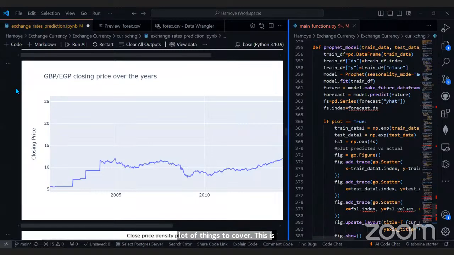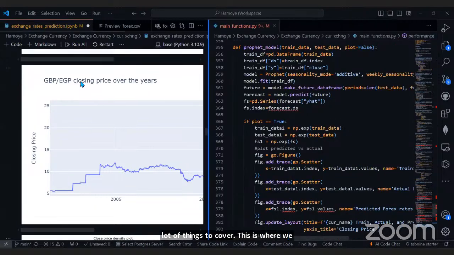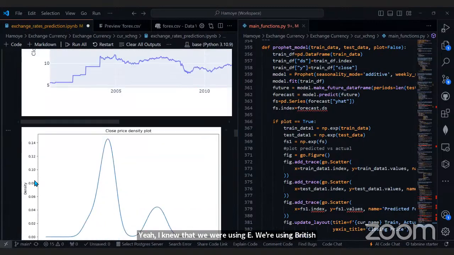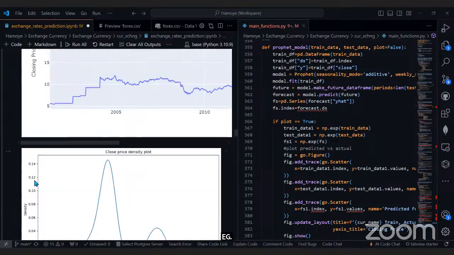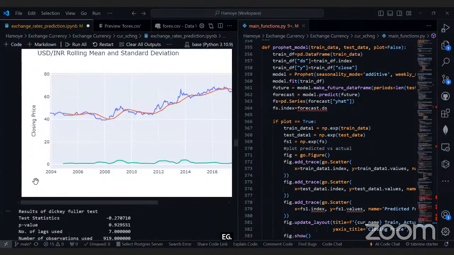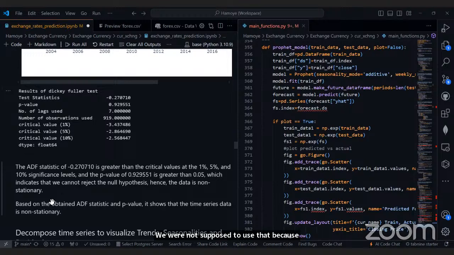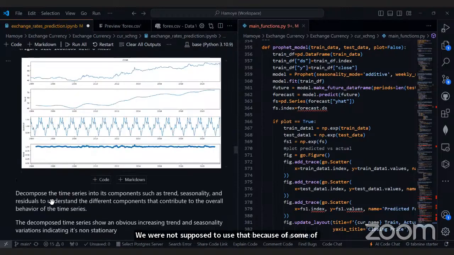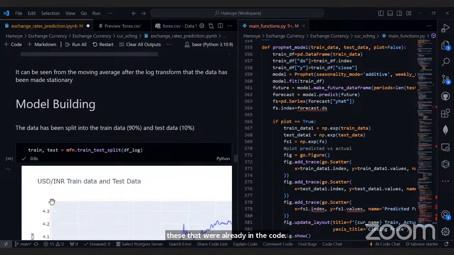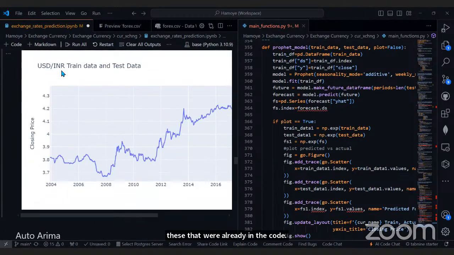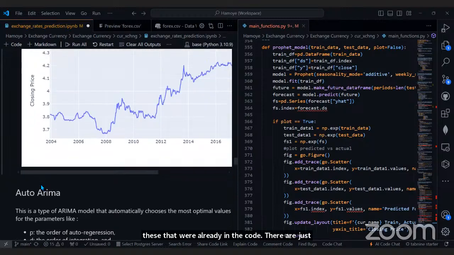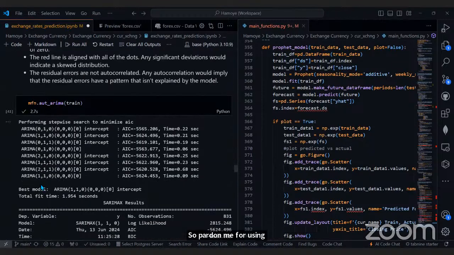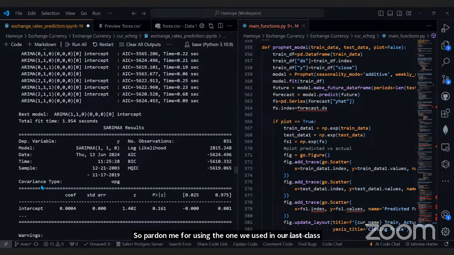I knew that we were using British pound and Egyptian pound in our last class, but we were not supposed to use that because of some of these statements that were already in the code. They are just predefined statements using metrics that were already calculated for USD and Indian rupee. So pardon me for using the one we used in our last class, but it doesn't change anything. It's just the same format.